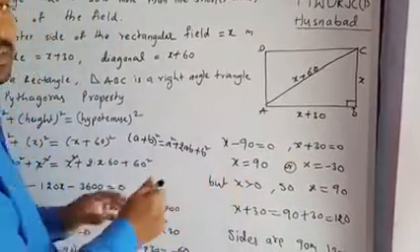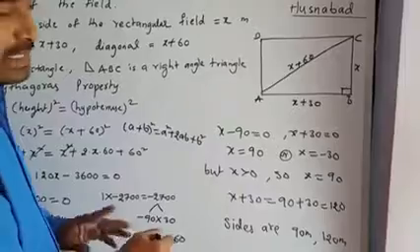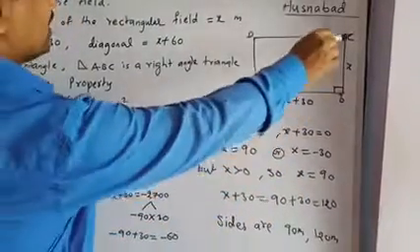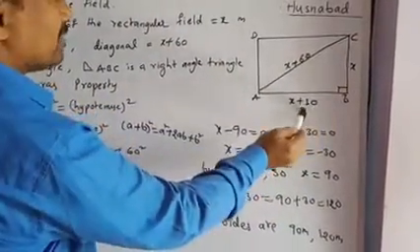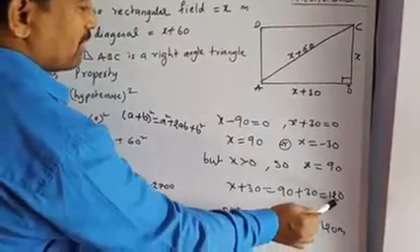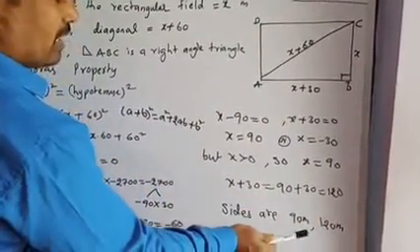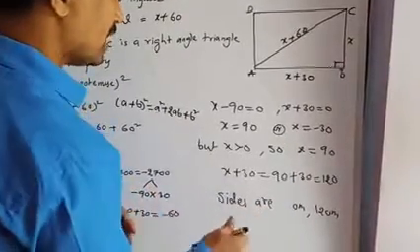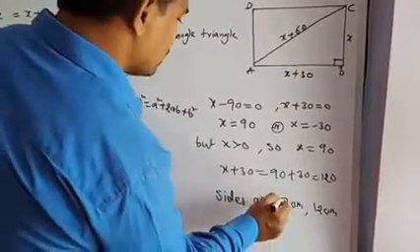But x is a length, and the length should be positive. So let us take x equal to 90. That is the shorter side. What is the longer side? x plus 30 equals 90 plus 30, which is 120. So the longer side is 120 and the shorter side is 90.